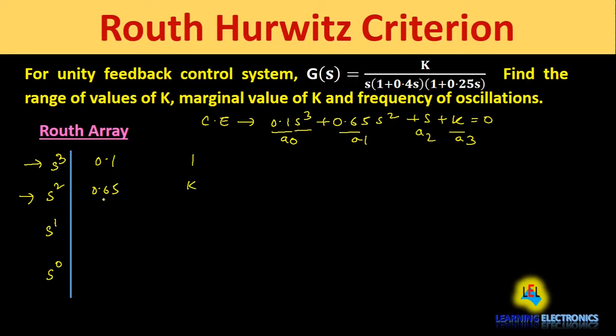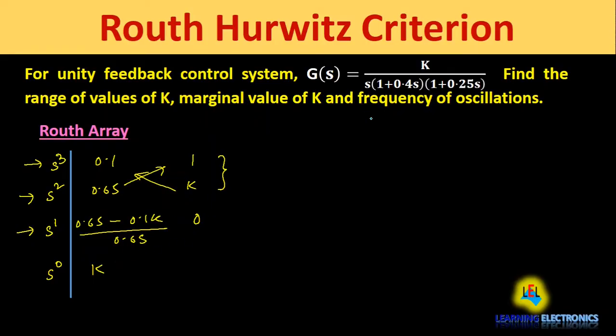So after writing both these rows, we will find out the s to the power 1 row using the s to the power 3 and s to the power 2 rows. So first term will be equal to (0.65 minus 0.1k) divided by 0.65, and next term will be equal to 0 here. Now we will find out the first term in the s to the power 0 row. It will be equal to k. When we find it out here, we will get k only. Now we have constructed the Routh array.